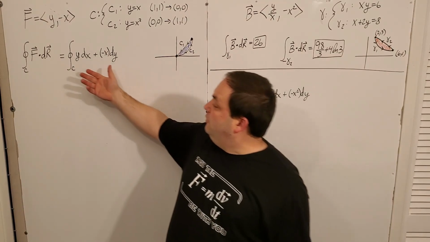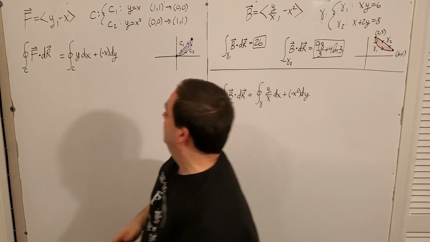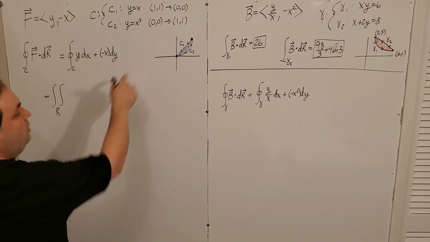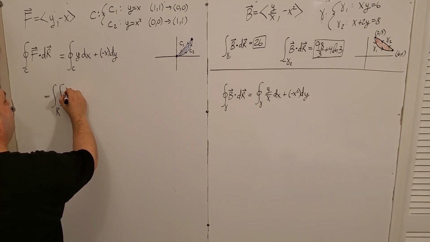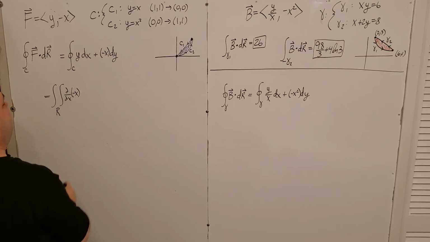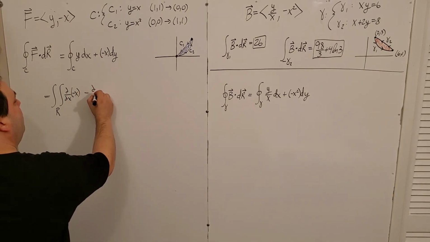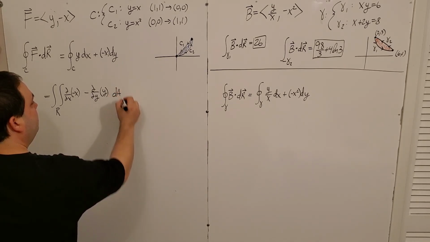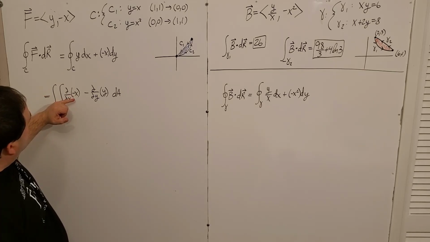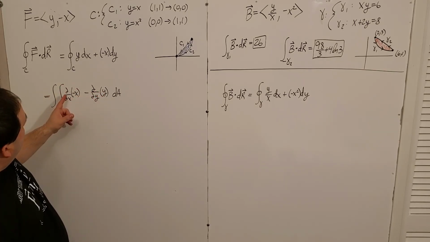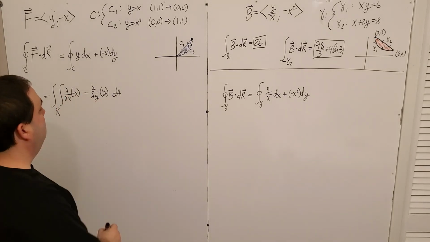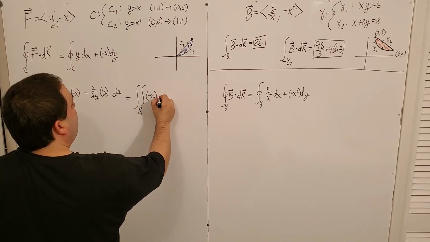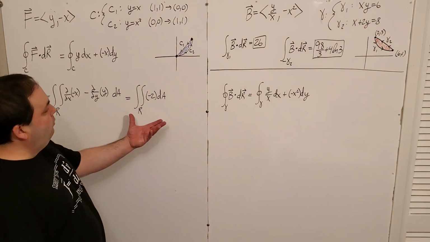So that means for Green's theorem here, I can convert this into a double integral over the region in question of the partial x derivative of the second component minus the partial y derivative of the first component, like so, dA. Well, the partial of negative x with respect to x is negative 1. Partial of y with respect to y is 1. So I've got negative 1 minus 1 right here. So that ends up being the double integral over the region in question of negative 2 dA.